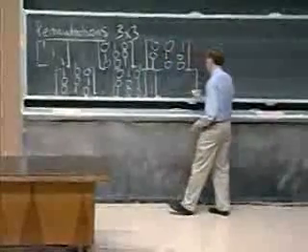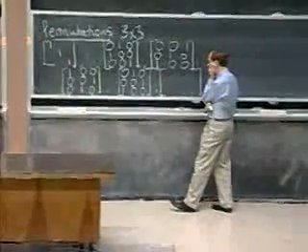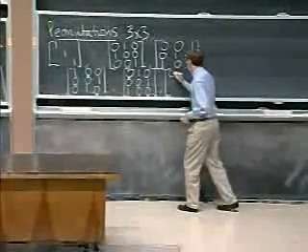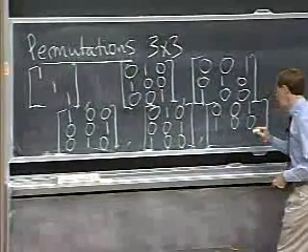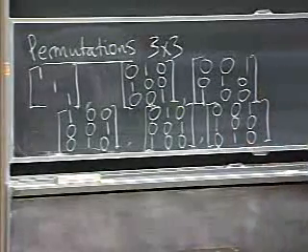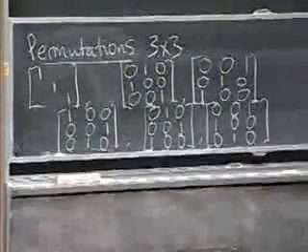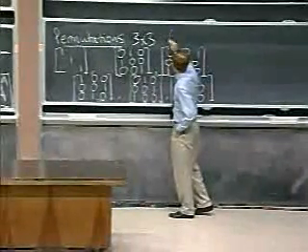which is, let's see, what's left? Is it 0, 0, 1? Okay. 1, 0, 0, okay. 0, 1, 0, okay. Great. 6 of them. 6 P.